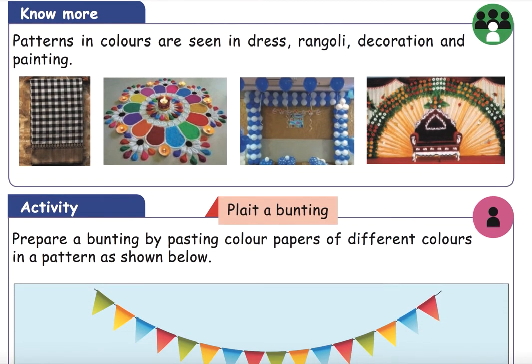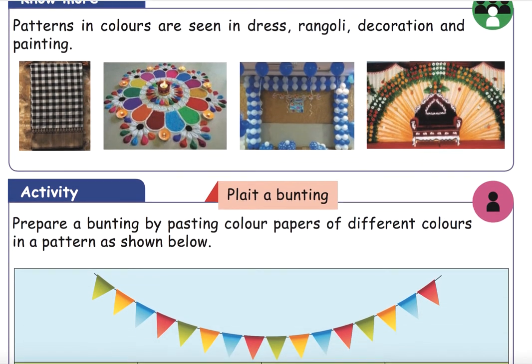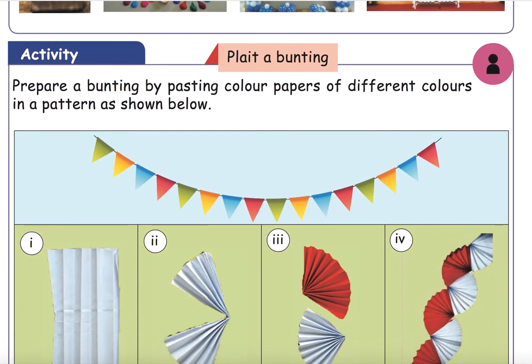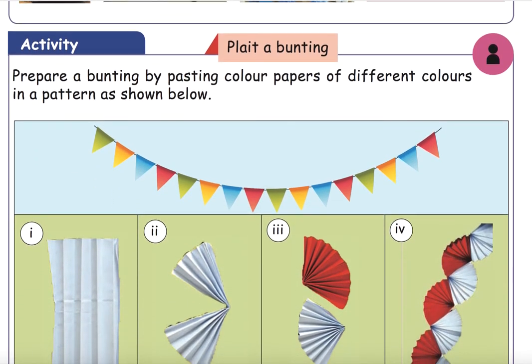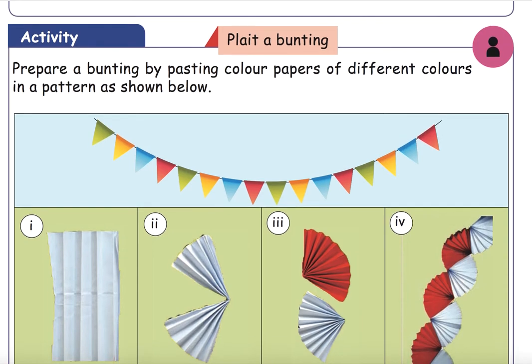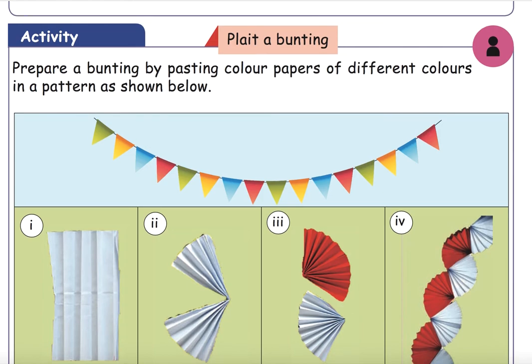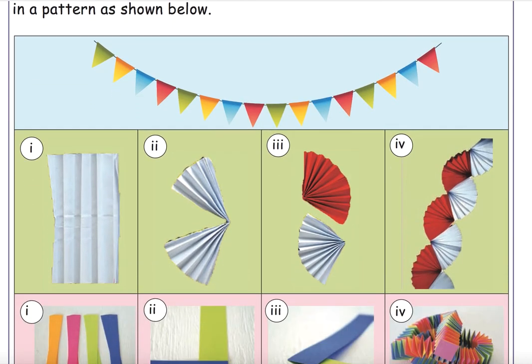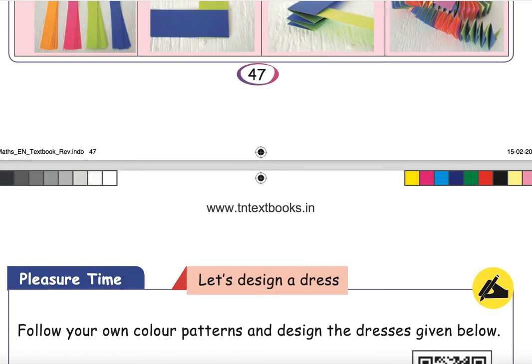Patterns in colors are seen in dress, rangoli, decoration and painting. Rangoli, have you heard that song? Plait a bunting. Prepare a bunting by pasting color papers of different colors in patterns as shown below. That you can do anyway.